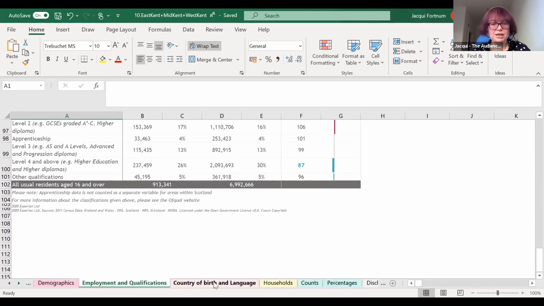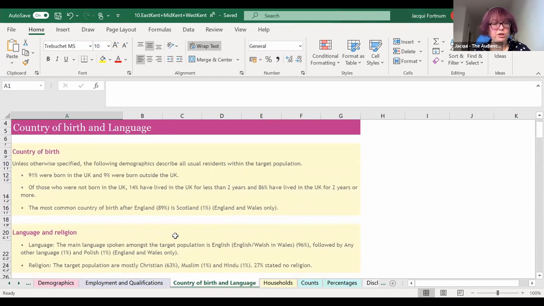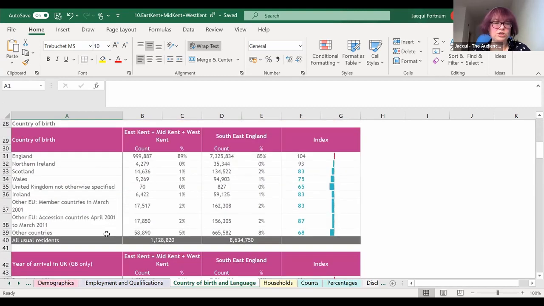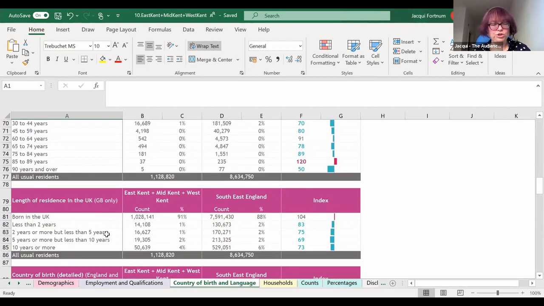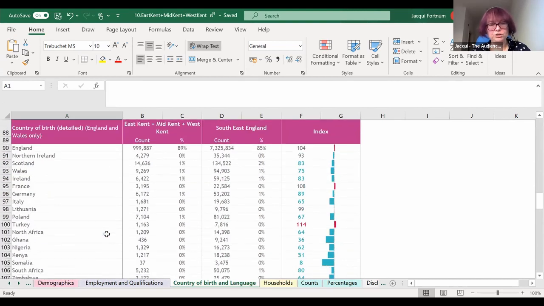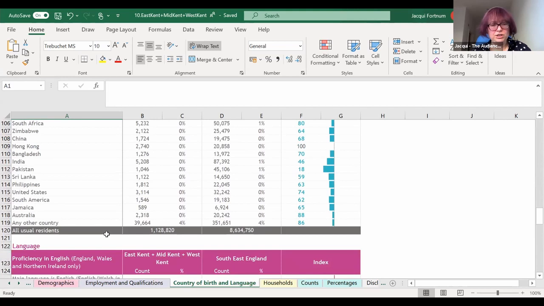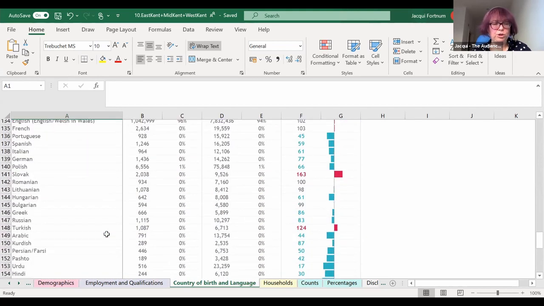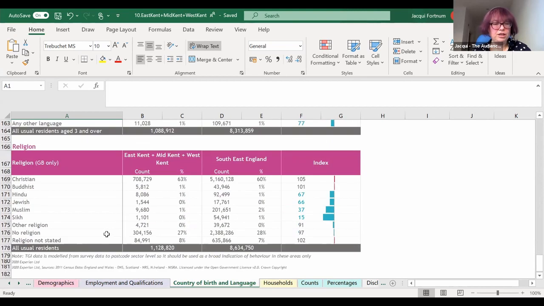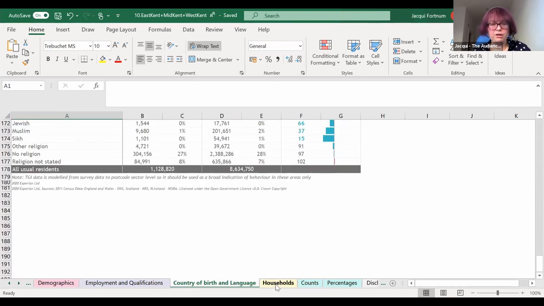And the next tab goes into country of birth and language and religion. So again, that will give you an idea of what different languages are being spoken in your region, in case you need to think about providing information in different languages, for example. And again, lots of information there, lots of background.